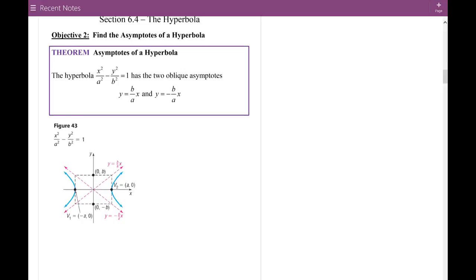The next thing we need to be able to do to find the shape of the hyperbola is to find the asymptotes of the hyperbola. A hyperbola has two oblique asymptotes. They're slanted. And the slope of each oblique asymptote is b over a. So it's always the square root of the number under the y term, divided by the square root of the number under the x term.